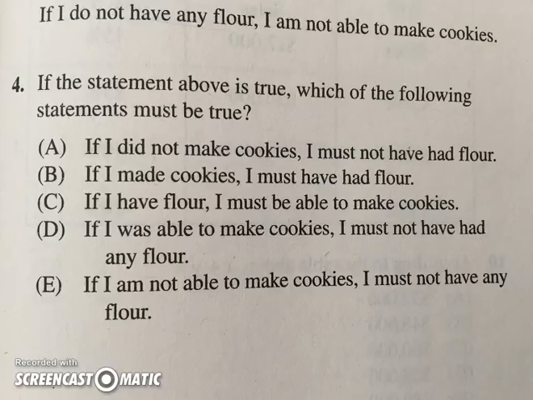So that's the key word there, is must. So you have to go through one by one and decide whether or not the statements have to be true based on the statement at the top. So the first statement says, if I did not make cookies, I must not have had flour. That's not necessarily true. You can have flour and decide not to make cookies. Just based on the statement above, it only says if you don't have flour, you can't make cookies.